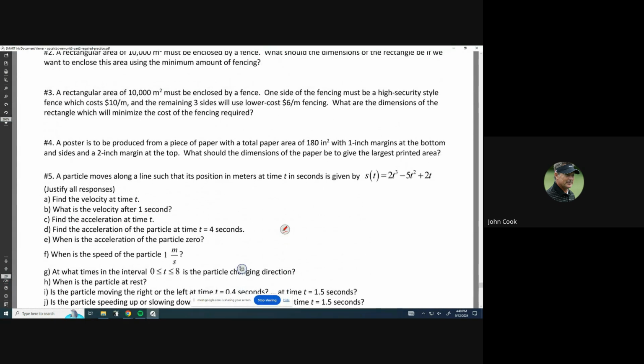So with number 3, we have a rectangular area, 10,000 meters squared. It's got to be enclosed in a fence. One side of the fence has high security fencing, and it costs $10 per meter. The remaining 3 sides are going to be low cost, $6 per meter fencing. What are the dimensions of the rectangle which will minimize the cost of the fencing?